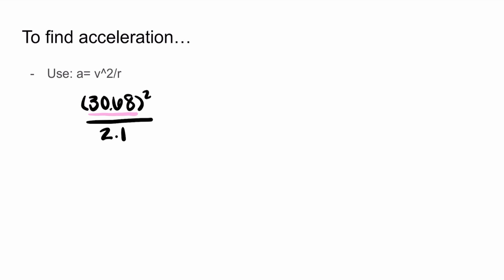And then to find acceleration, we're going to be using A equals V squared divided by R. So we're going to be using 30.68 from our previous problem that we just solved. And then we're going to divide that by 2.1, which is again the radius. And this is going to give us about 448.37 meters per second squared.